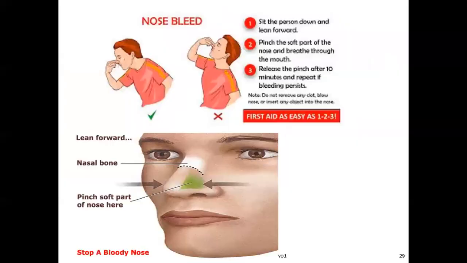So we tell our patient to sit up, with the whole head leaning forward, and this position also prevents aspiration of blood. We apply pressure to the lower nose with thumb and finger, like in this picture. We tell the patient to breathe through the mouth until bleeding stops.